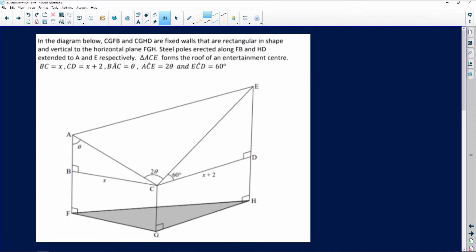Our next question is a tricky question. Let's go and see what this question is all about and what you needed to do in order to deal with it. So this question is as follows.